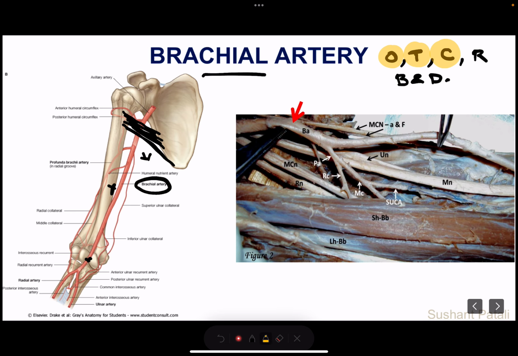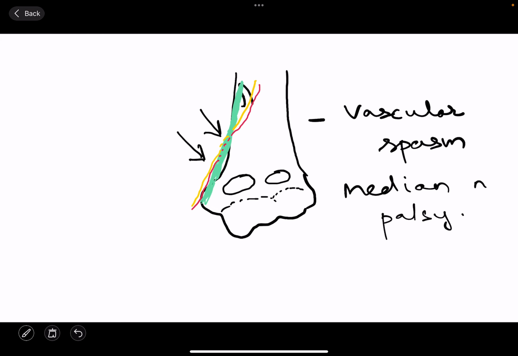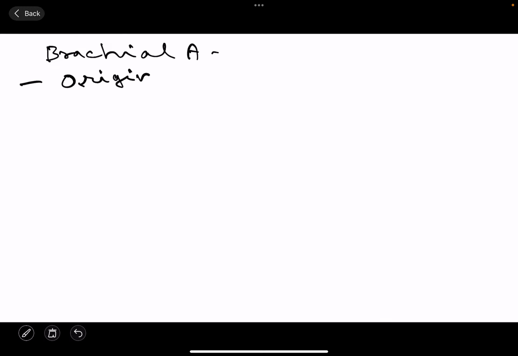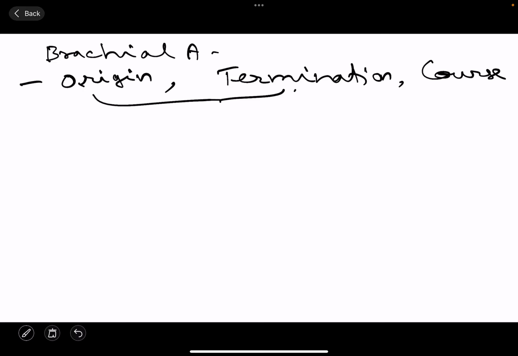Okay, so the brachial artery, we discussed the brachial artery in this heading. So the origin of the brachial artery, the termination of the brachial artery, and its course, that is from origin to termination. What is the path taken by the artery? That's the course. I've already explained it to you. So the next part is its relations.